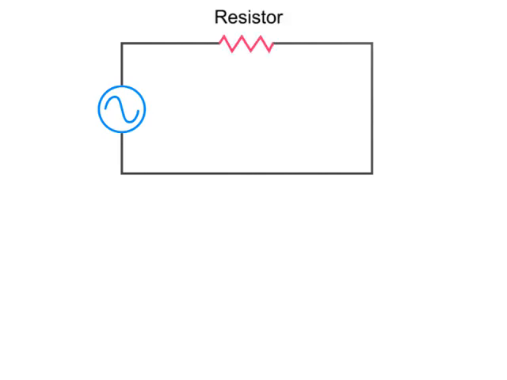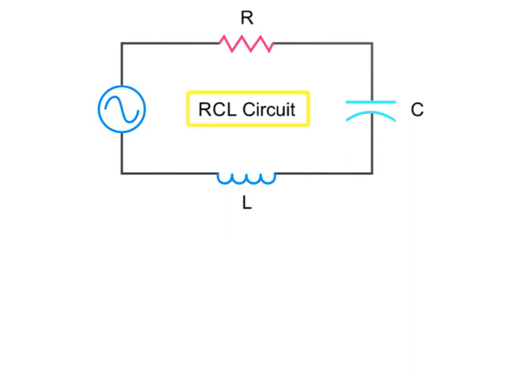Circuits that contain resistors, capacitors, and inductors, either in series or parallel, are known simply as RCL circuits. Specific equations can be used to determine the values of resistance, impedance, current, and voltage in RCL circuits.